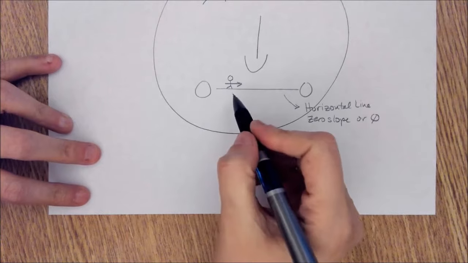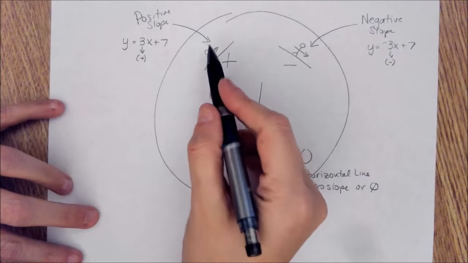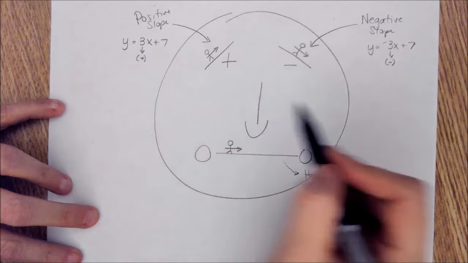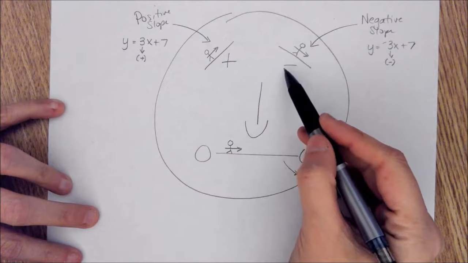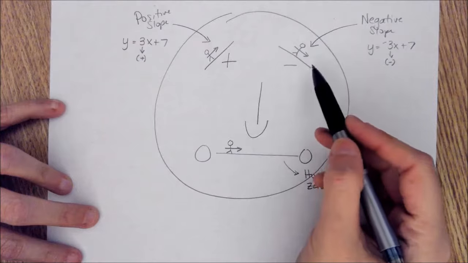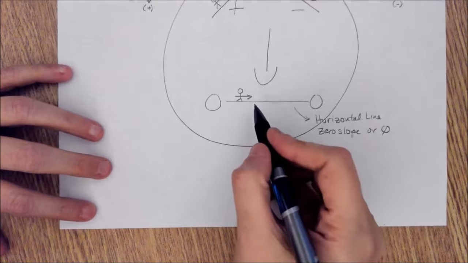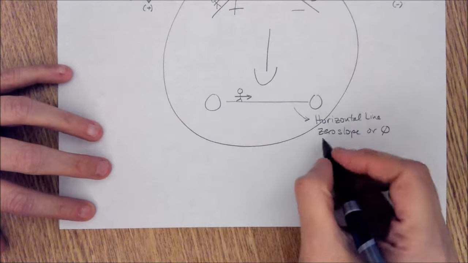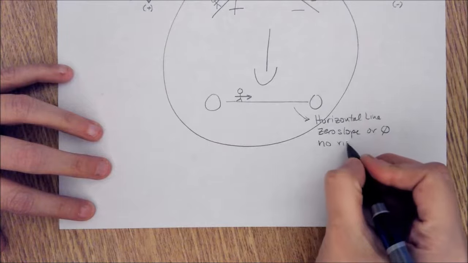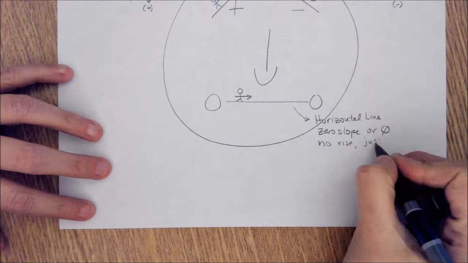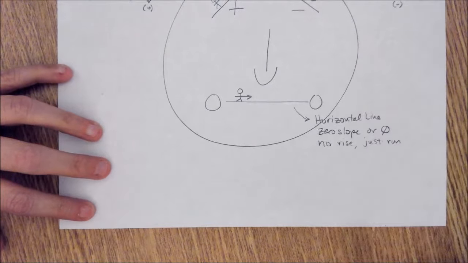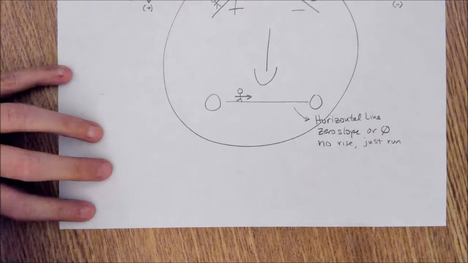So when I look at this, I think about rise and run. With this one, my rise and run are both positive. With this one, my rise is negative, my run is positive. One of them is negative, one of them is positive. But with this one, I have no rise, just run. So when I'm looking at a table, I'm going to see a table that has no rise, just run.